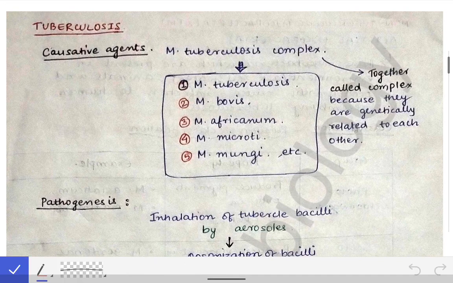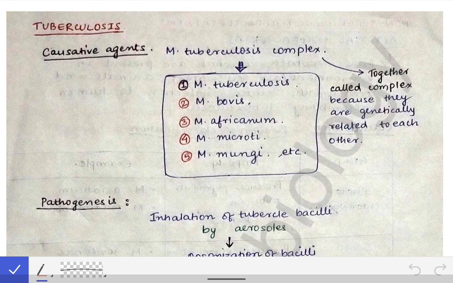So in this lecture, we'll talk about tuberculosis, which is a very important topic from a university exam point of view. In this lecture, we will talk about the causative agents of tuberculosis and the exact pathogenesis, which will be helpful in both microbiology as well as pathology. And last but not least, we'll talk about the clinical features of tuberculosis, using which you can diagnose the cases of a clinical scenario.